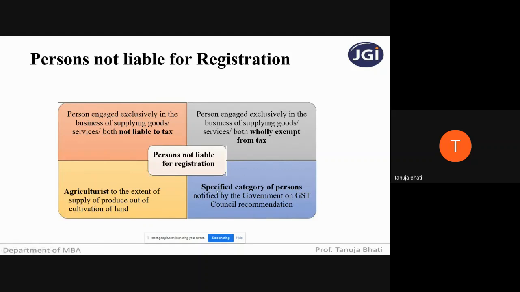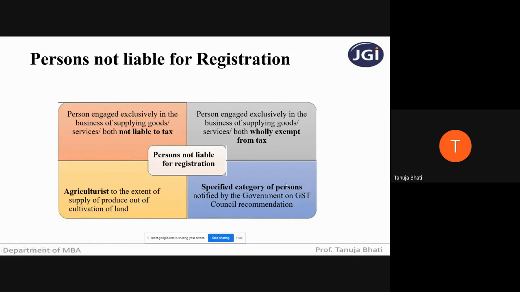Next, specified category of persons notified by the government on GST Council recommendation. So there may be a certain category of persons which the government may notify. Obviously, government can notify anything on GST only when it is approved by the GST Council. You know what is GST Council. Now, what are those specified category of persons?